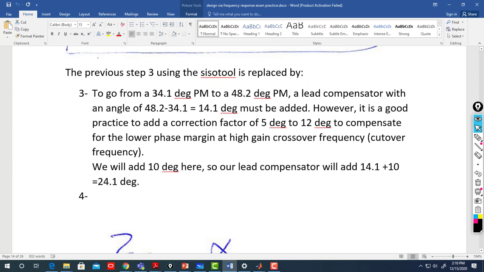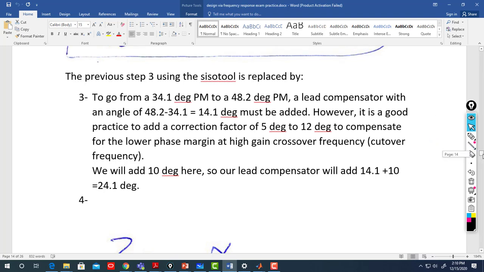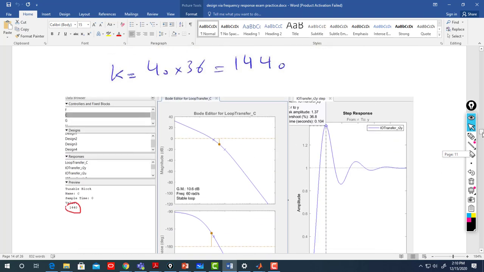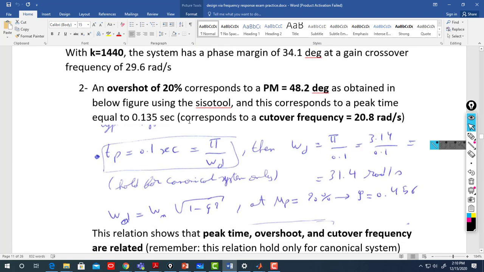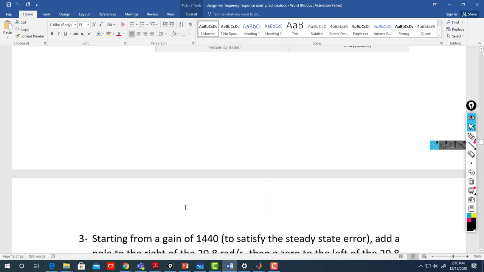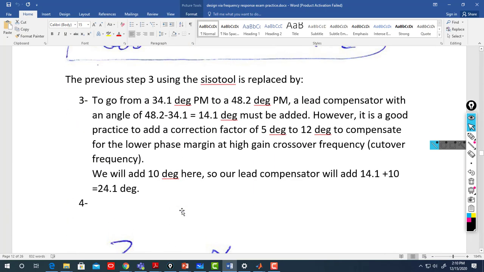We need to go from 34.1 degree phase margin to 48.2 phase margin. So that's why it is a lead compensator. From 34.1 to 48.2. Here is what they are saying: a lead compensator with an angle of 14.1 degree must be added. A lead compensator with that angle should be added, so then I can add an angle to the 34 to reach my 48 and therefore my design requirement.